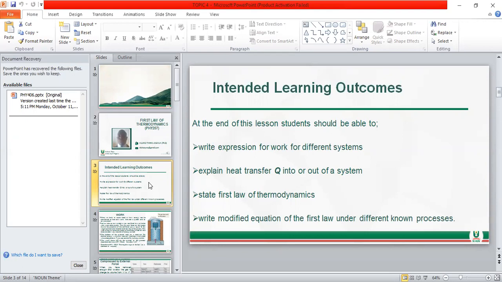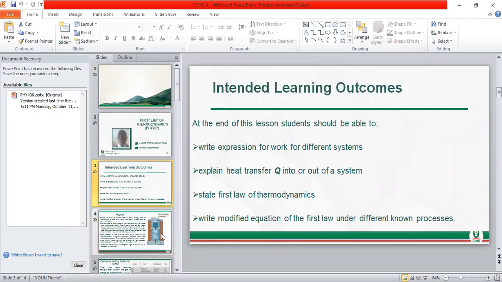Mentioning system now should not be a new thing because we've been able to define terms. We've talked about systems, surroundings, and different types of system. And I explained heat transfer. If it is transferred into a system, it is denoted by a positive sign, while if it is lost to the surroundings, it is negative. Also, at the end of this lesson, you should be able to state the first law of thermodynamics and write the modified equation of the first law under different known processes.